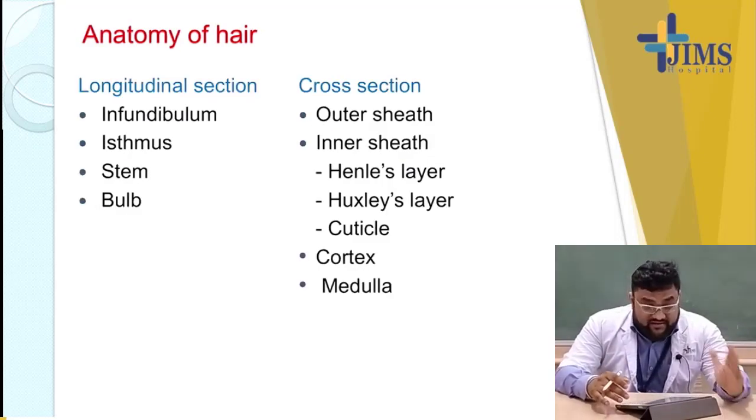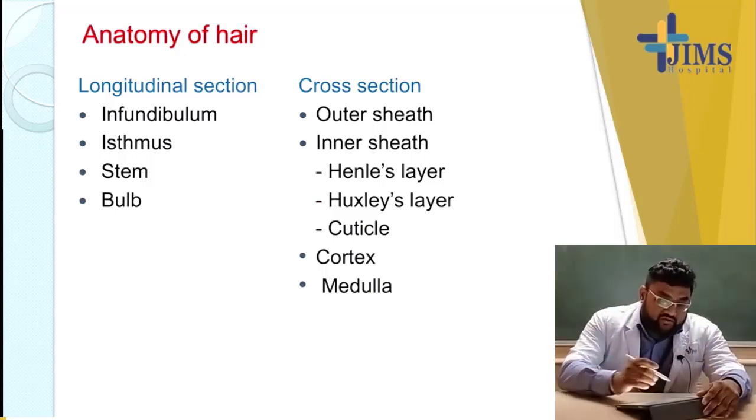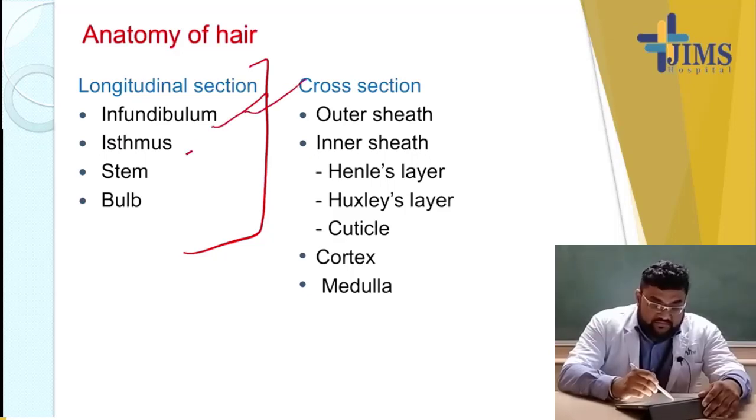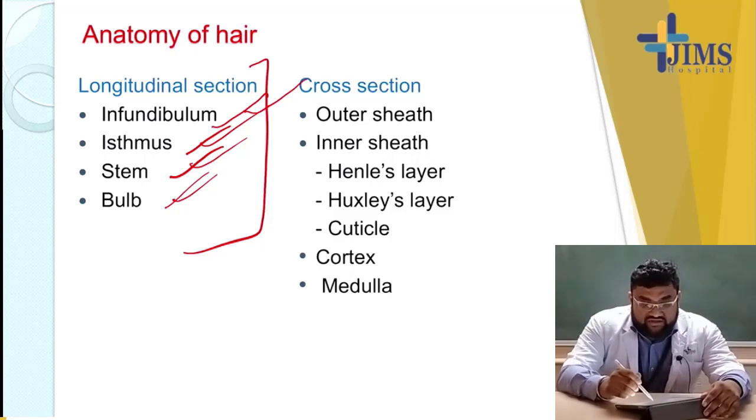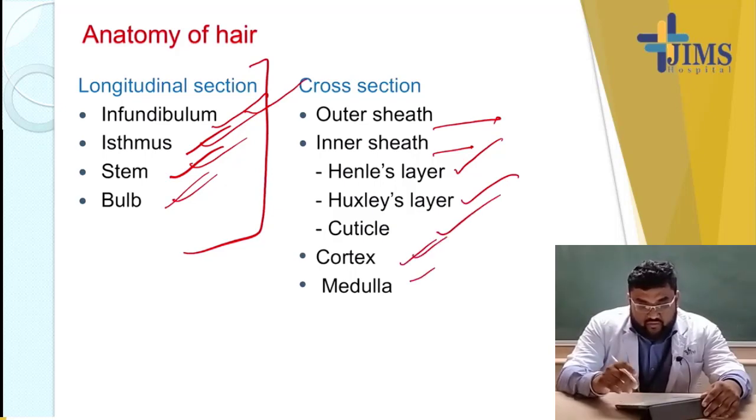Now coming to the end of the hair, you just need to know this in case they ask you. In the longitudinal section we have the infundibulum, the isthmus, the stem of the hair, and the bulb. In the cross section we have the outer sheath, the inner sheath which consists of Henle's layer, Huxley's layer, and the cuticle. We have the cortex and the medulla too.